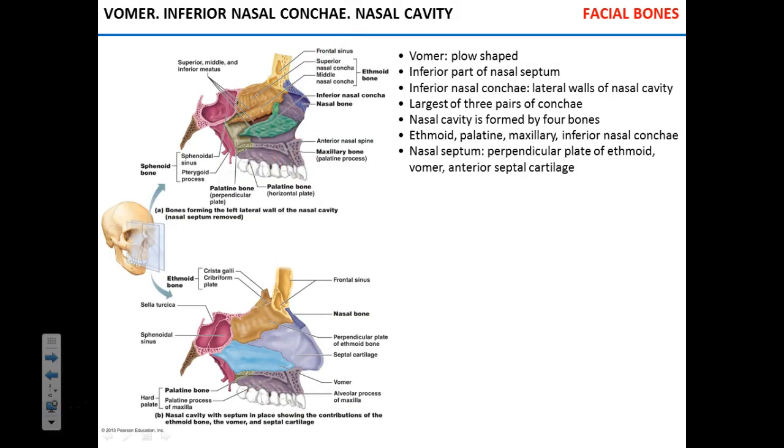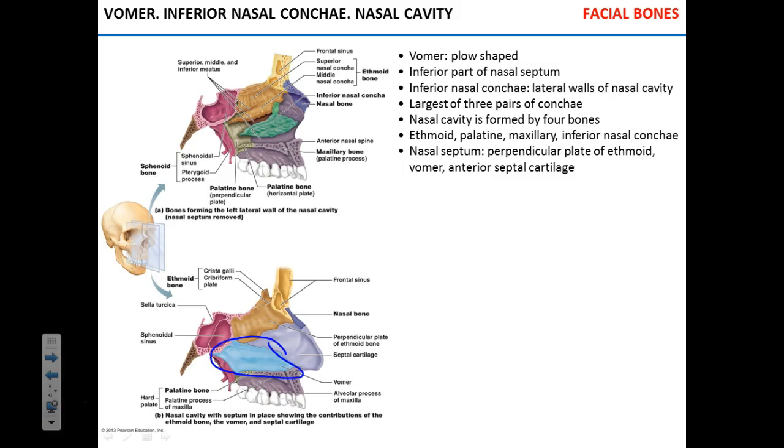Look down the nasal cavity of the skull. You will see, as I mentioned, that it is separated into left and right nostril by the septum. The inferior portion of the septum is formed by the unpaired bone that is called vomer. It's a plow-shaped bone. Okay?